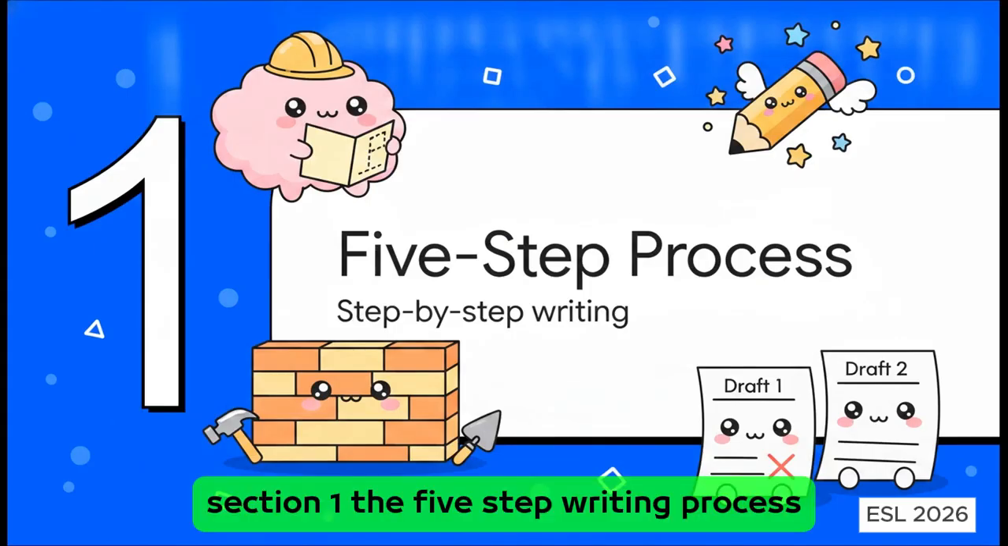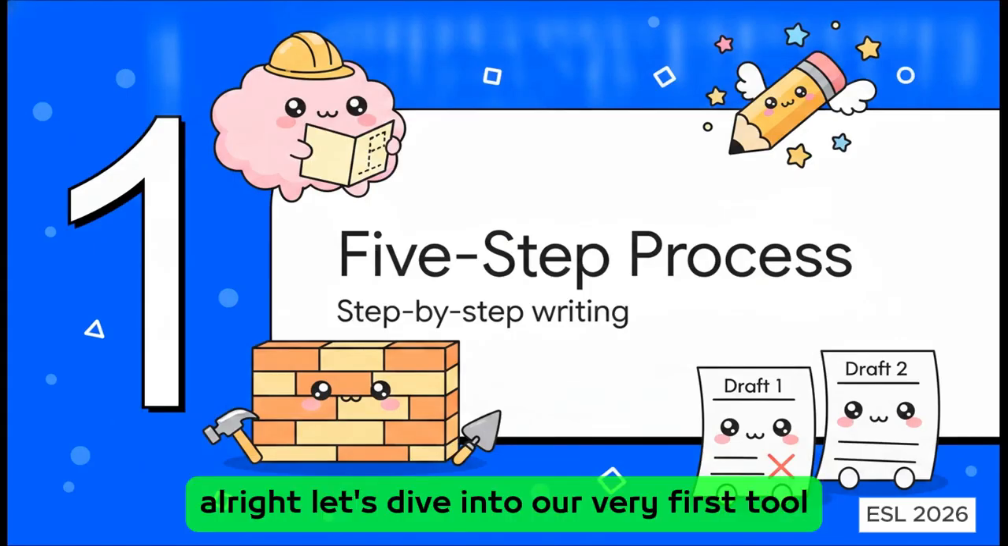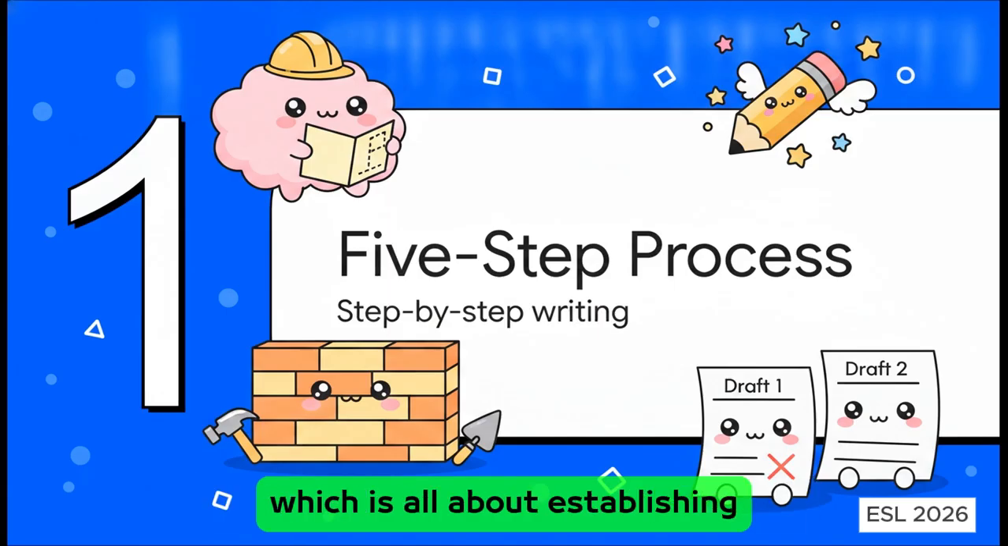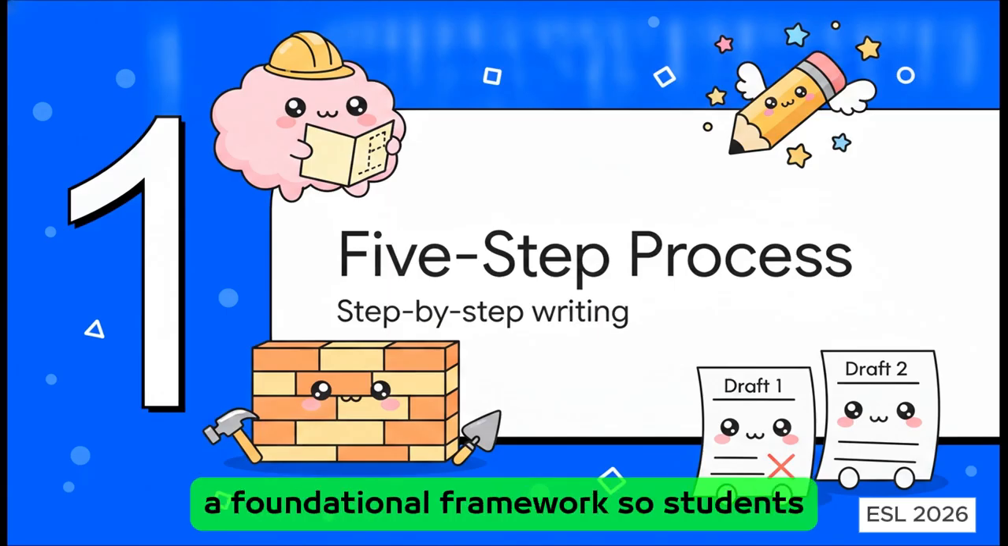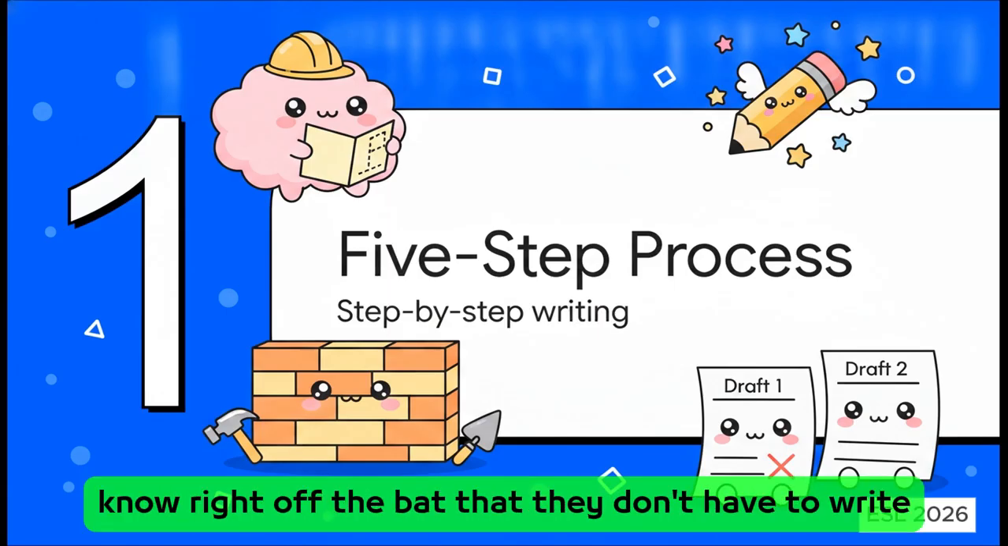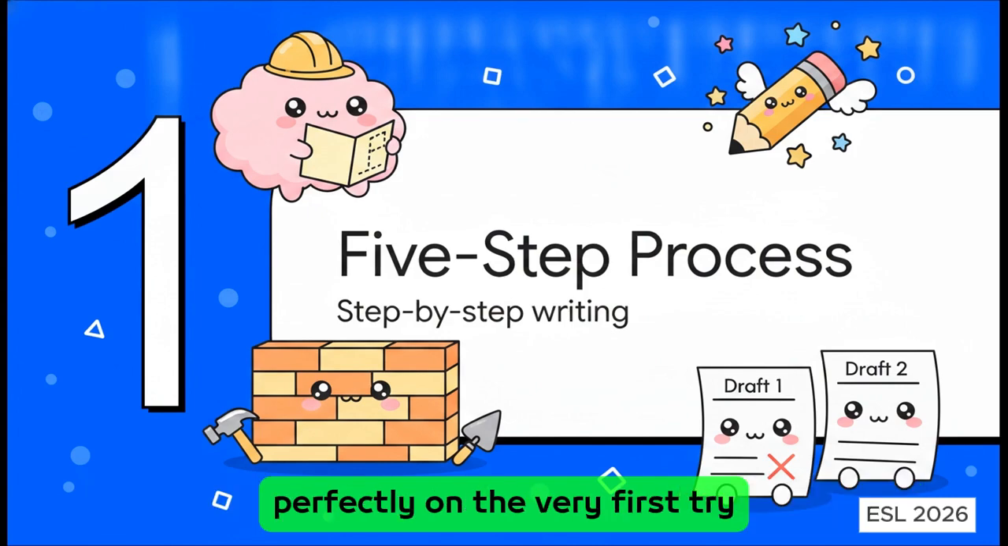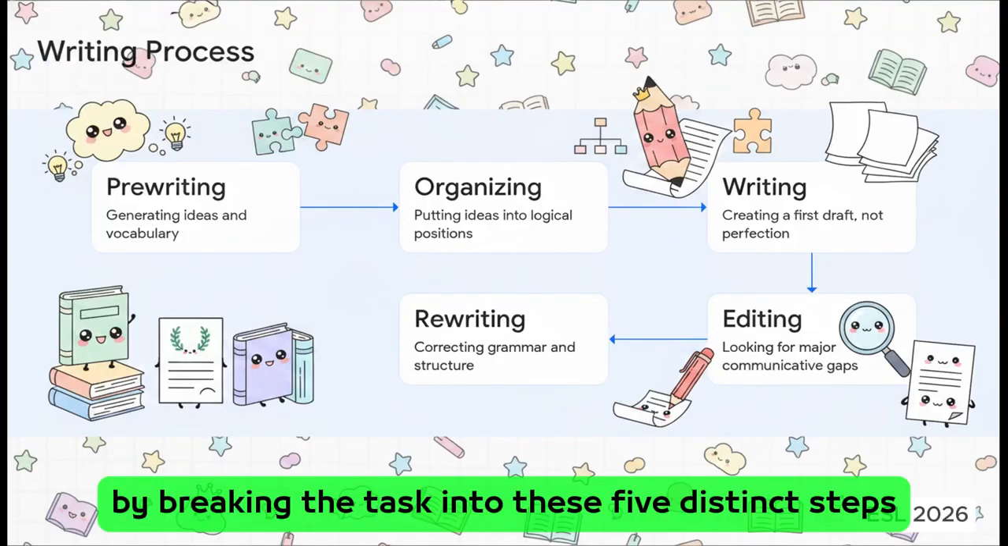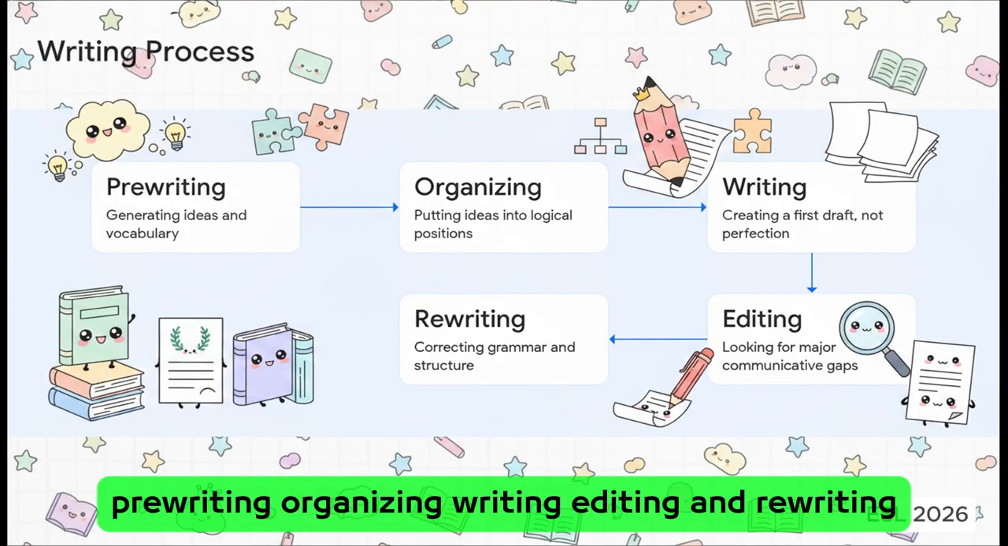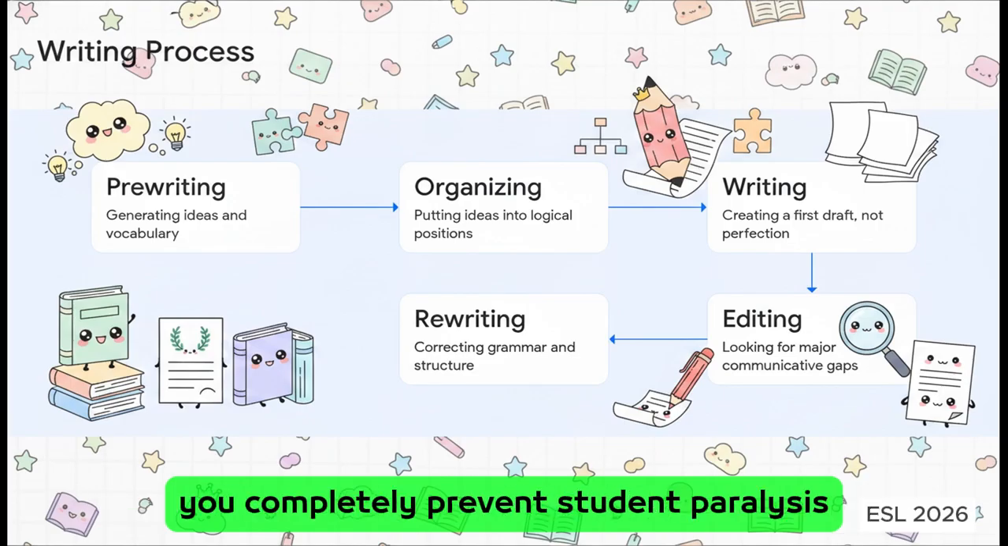Section 1. The 5-step writing process. All right, let's dive into our very first tool, which is all about establishing a foundational framework so students know right off the bat that they don't have to write perfectly on the very first try. By breaking the task into these 5 distinct steps, pre-writing, organizing, writing, editing, and rewriting, you completely prevent student paralysis.